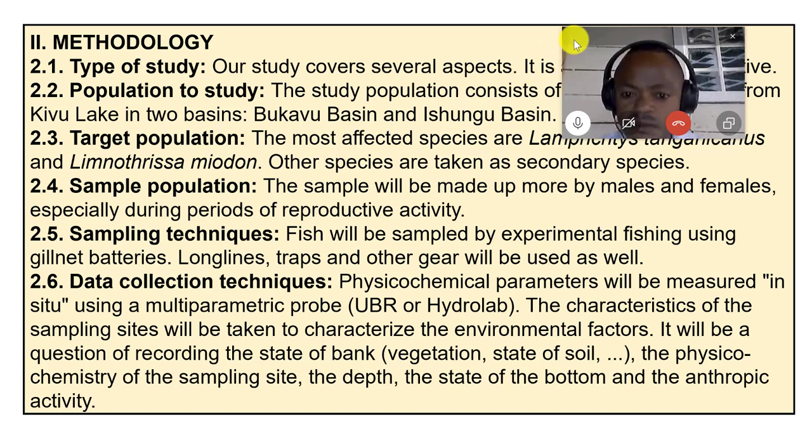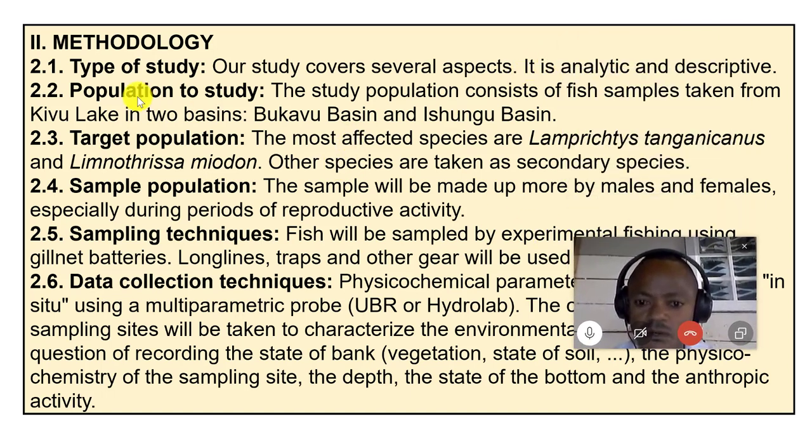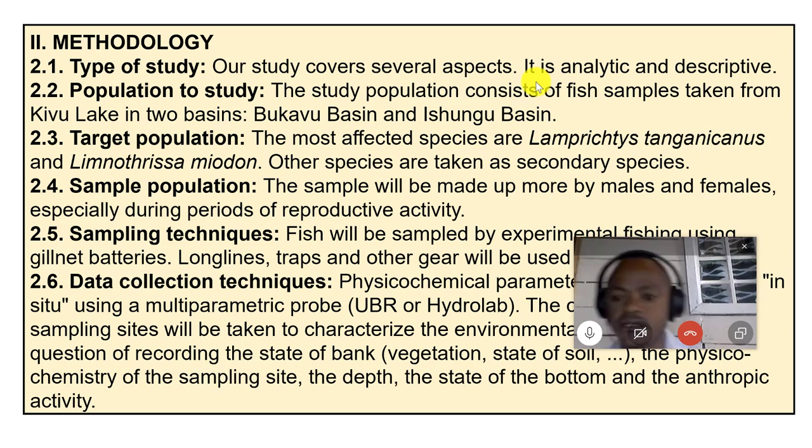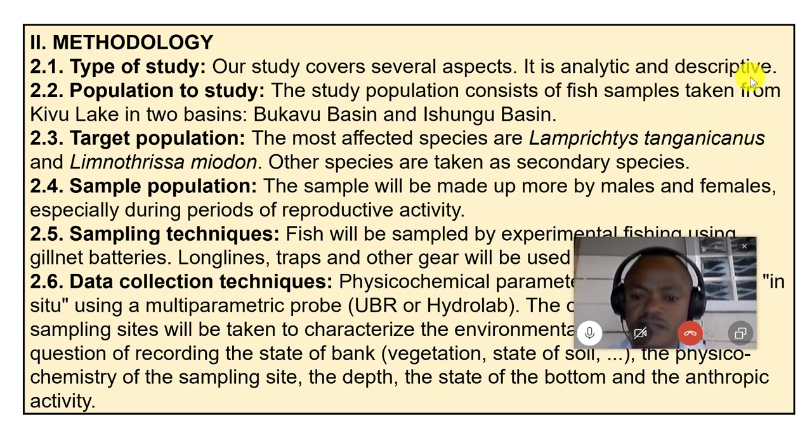The methodology: the type of study covers several aspects. It is analytic and descriptive. The study population consists of fish samples taken from Lake Kivu in two basins, the Bukavu Basin and the Ishungu Basin. The target population: the most affected species are Lamprichthys tanganicanus and Limnothrissa miodon. Other species are taken as secondary species.